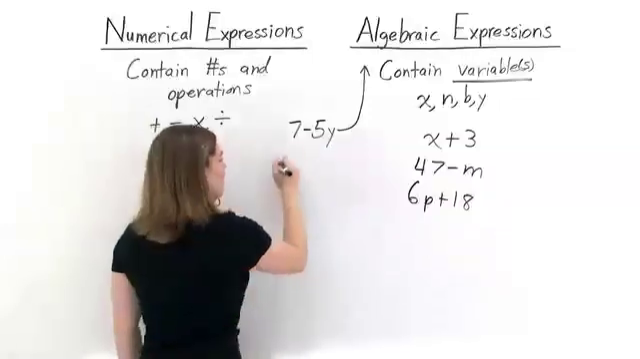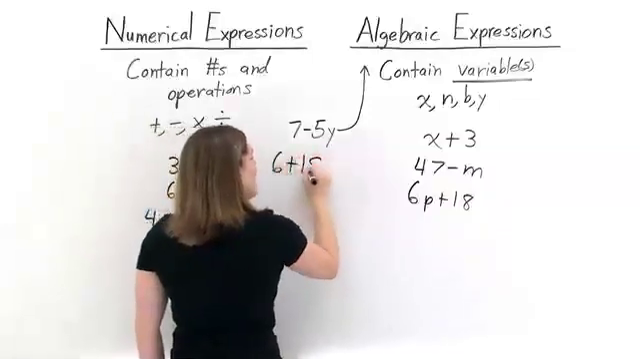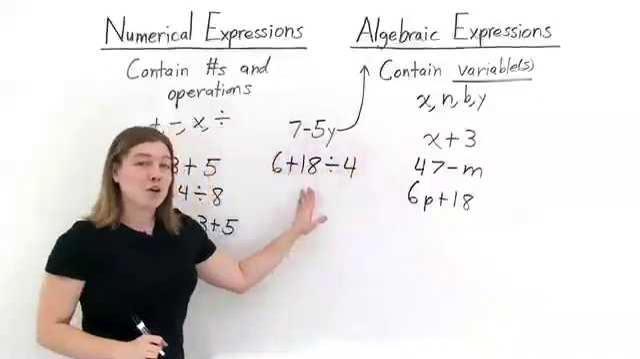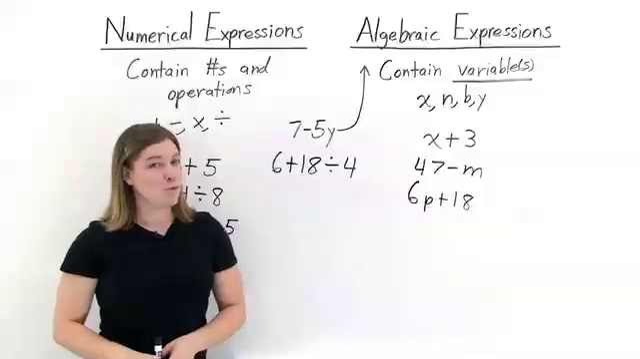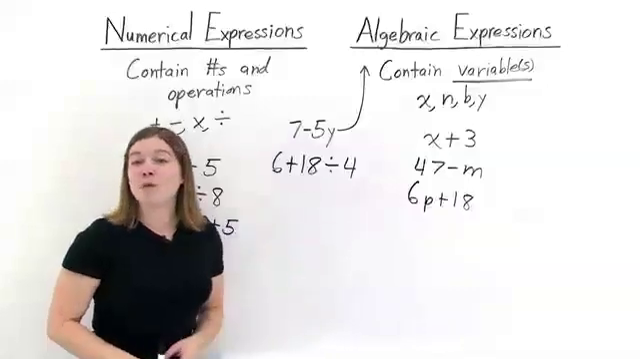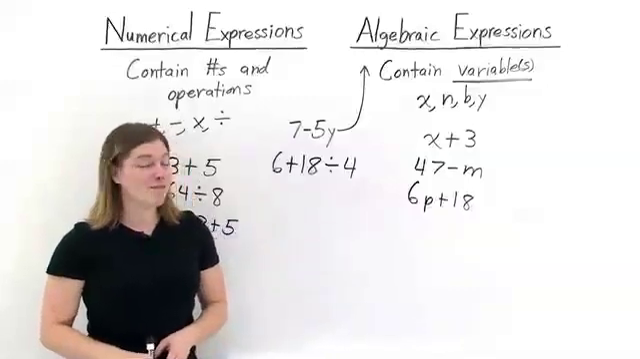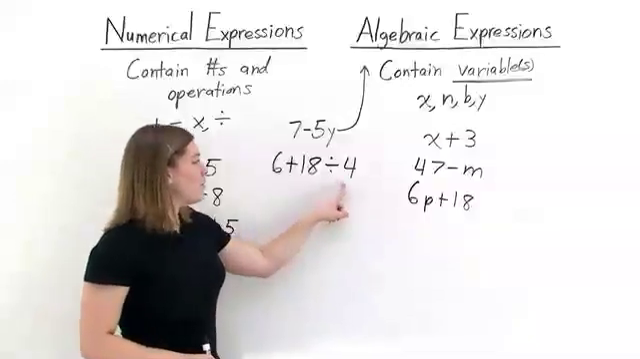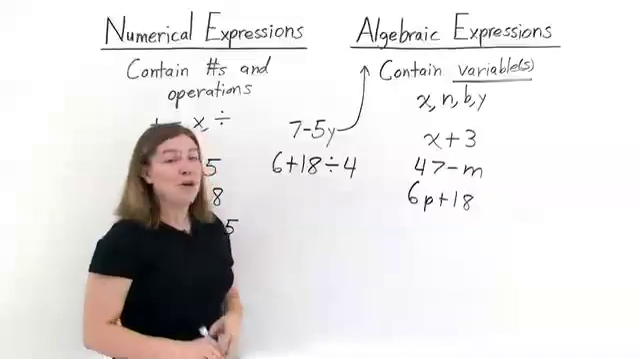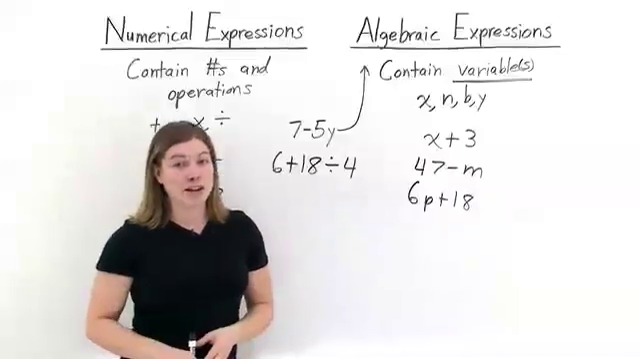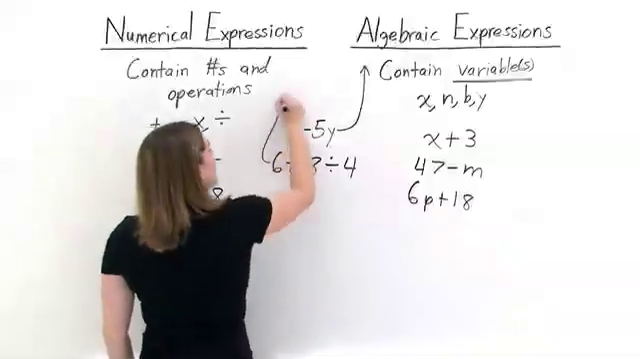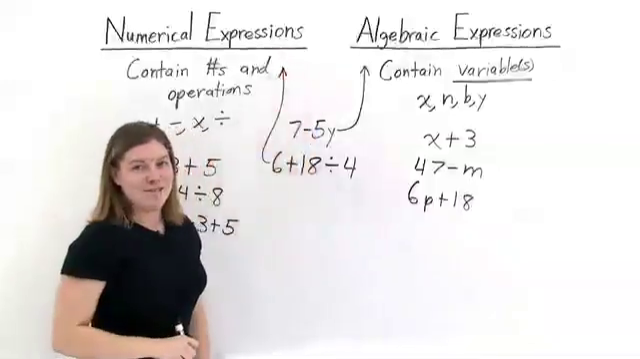Okay, let's take another. 6 plus 18 divided by 4. Is this a numerical or an algebraic expression? Well, ask yourself, does this expression contain a variable? I don't see any variables here. We have 3 numbers and 2 operations. No variable means no algebraic expression. Here, since we just have numbers and operations, we have a numerical expression.